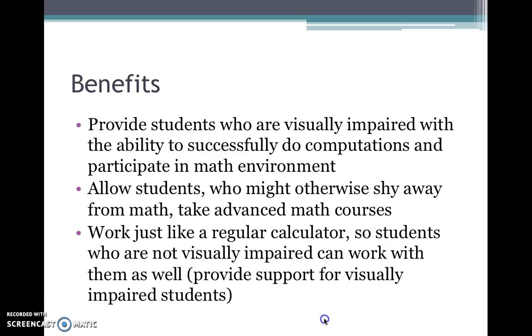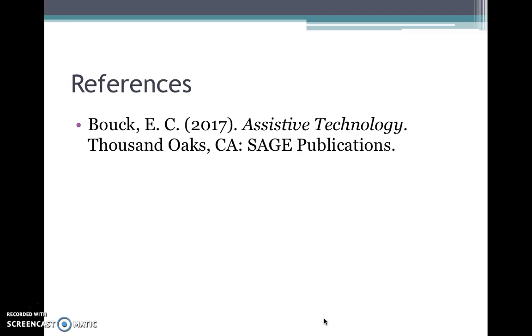For more references about assistive technology, you can check out this Assistive Technology book. Great resource, has a lot of information about the different types of assistive technology and what types there are in terms of low tech, high tech, mid tech, and what teachers and educators can do for students with disabilities.